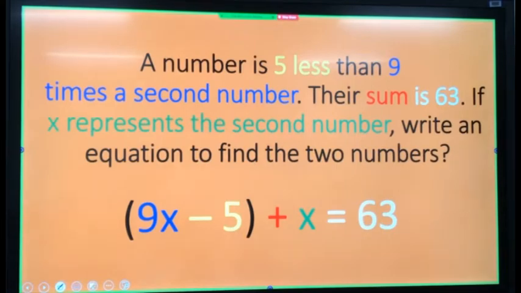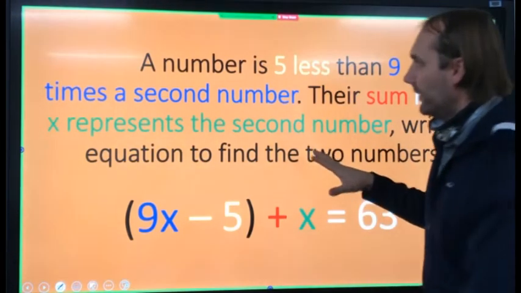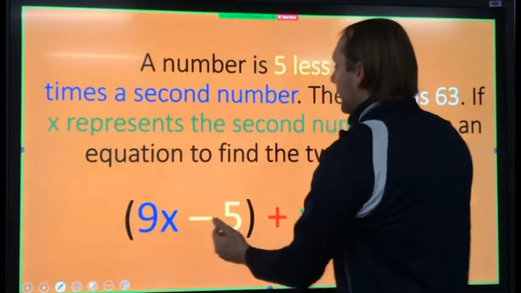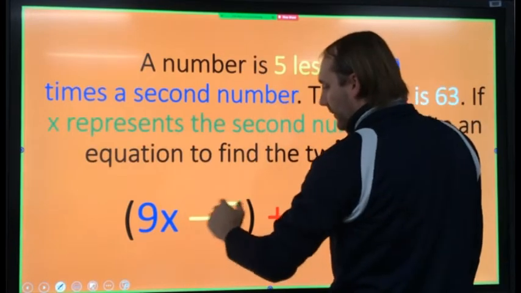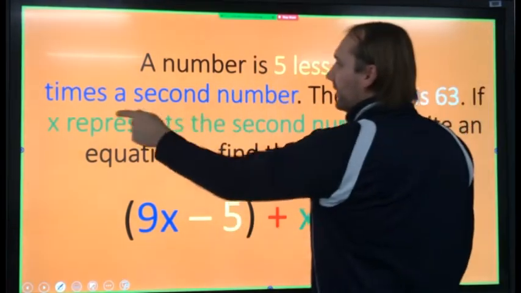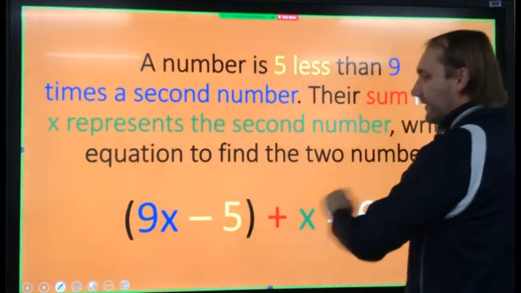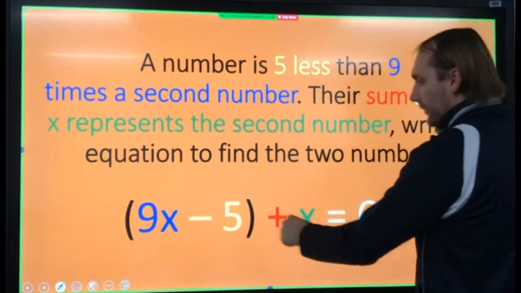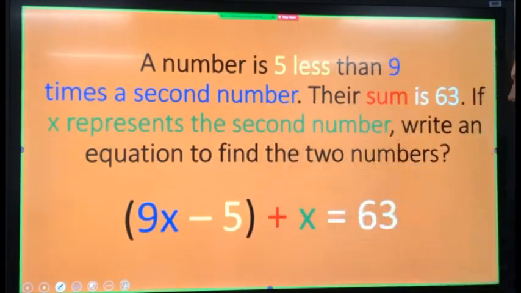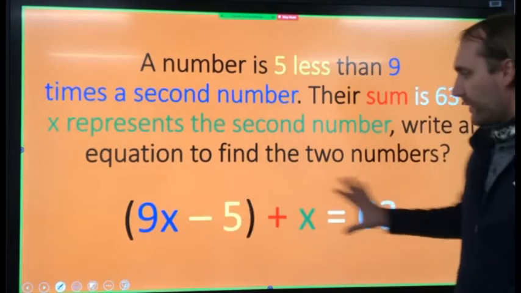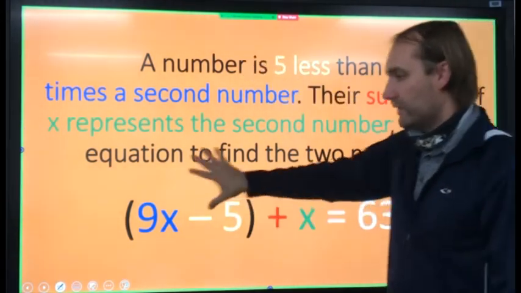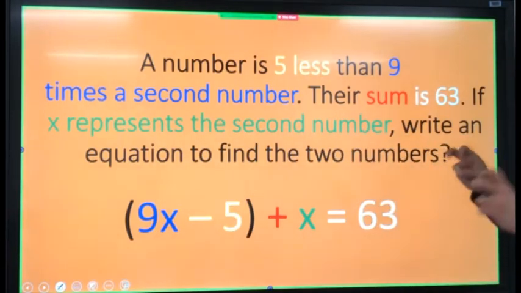So let's follow the colors. A number, parentheses. First thing you should write is 5 less than. So inside here, minus 5. 9 times a second number. Well, I had to read later on to figure out that second number was x. So 9 times x. There's sum, so the first number and the second number sum is 63. Again, follow what your expression is carefully, because like I said, it's going to be multiple choice to the actual English, and make sure it all, no pun intended, adds up.